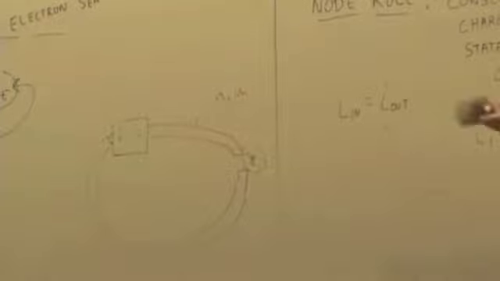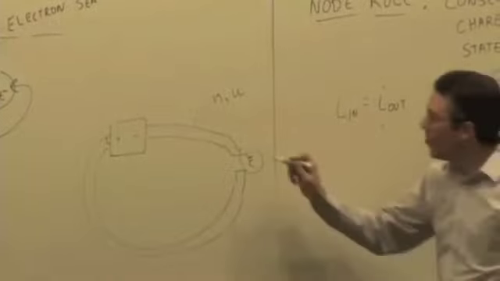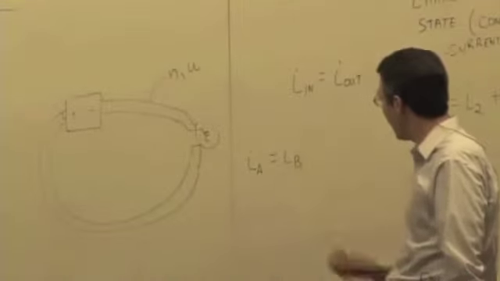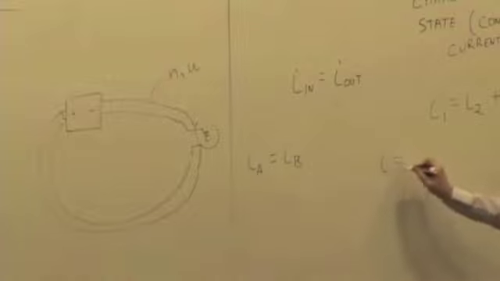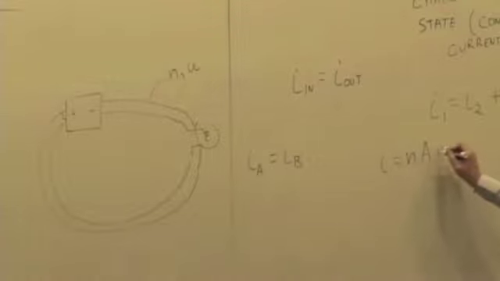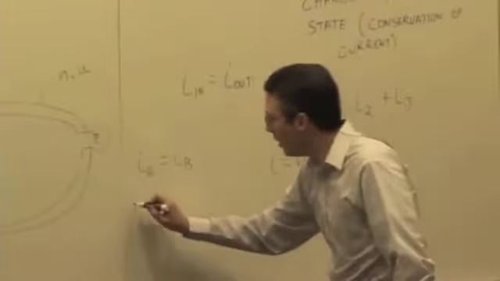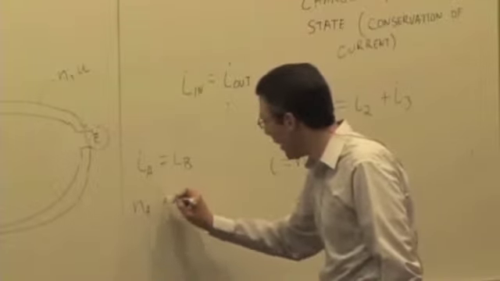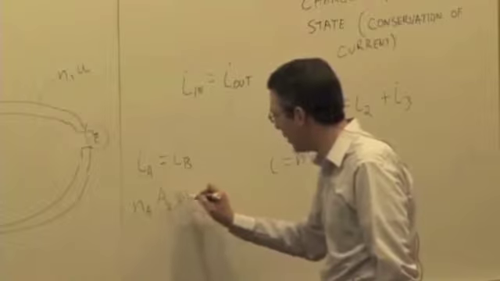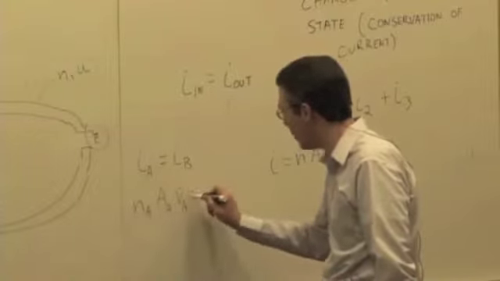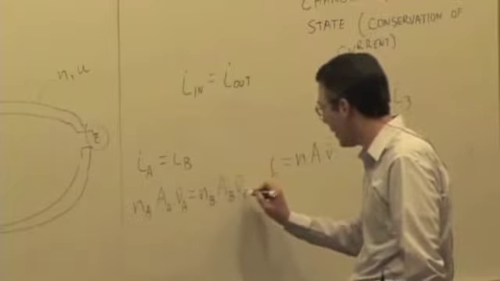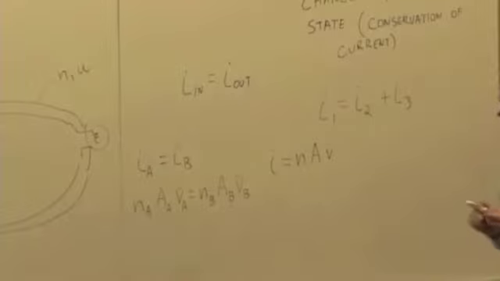It's copper or something, so we can look those up in a table or something and find out what they are. So we can say that, okay, the current at A is equal to the current at B. I also know that I is equal to NAV, right? So let me plug this in. The electron density at A times the area of the wire at A times the velocity of the electrons at A is equal to the electron density at B times the area of the wire at B times the electron drift speed at B, okay?